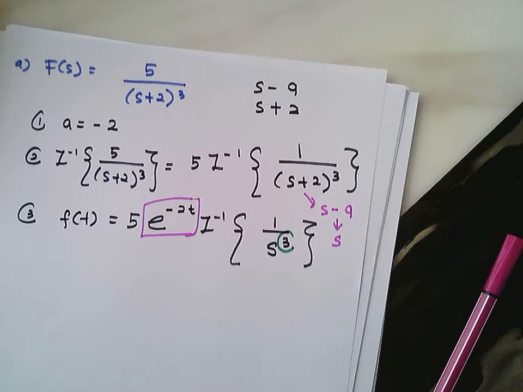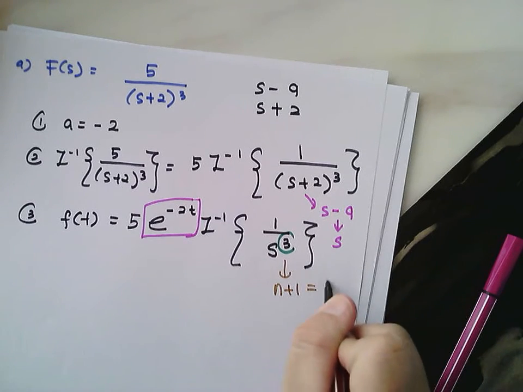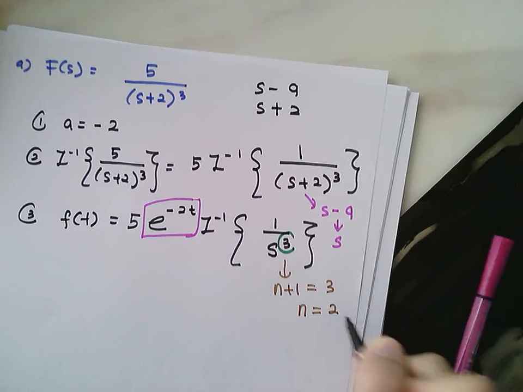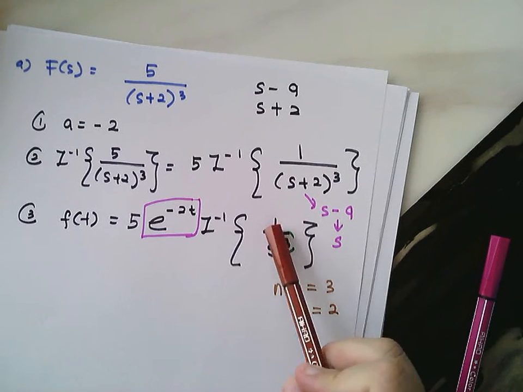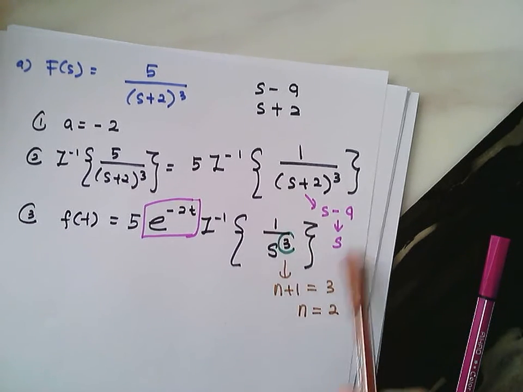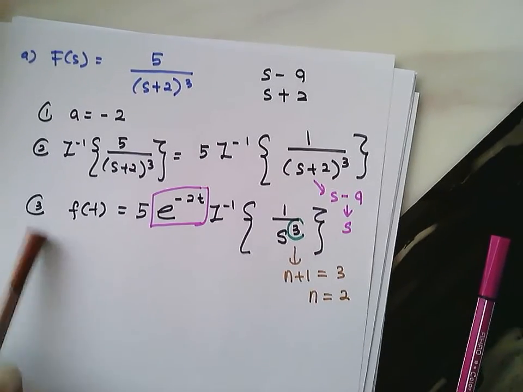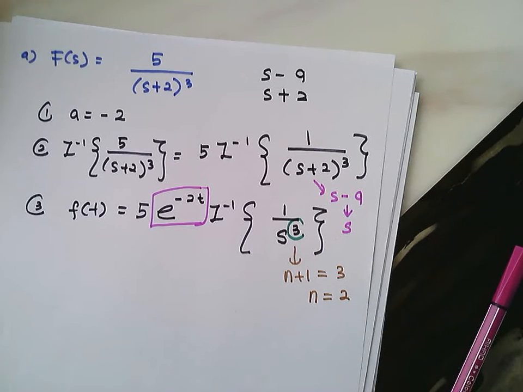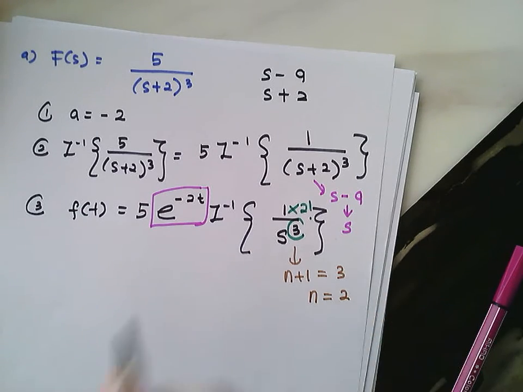Okay, so for this one, you know that your n plus 1 is equal to 3. So what is your n? Your n is equal to 2. So supposedly, what is the value for the numerator part? It should be 2, isn't it? Because this one will be t to the power of 2, t squared. So you need to multiply by 2 factorial. You need to divide by 2 factorial.